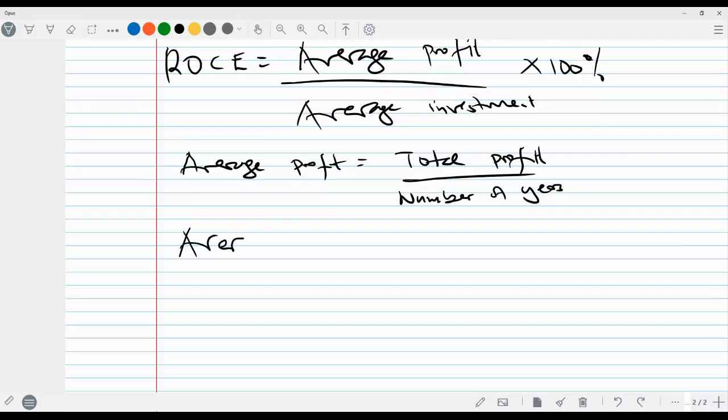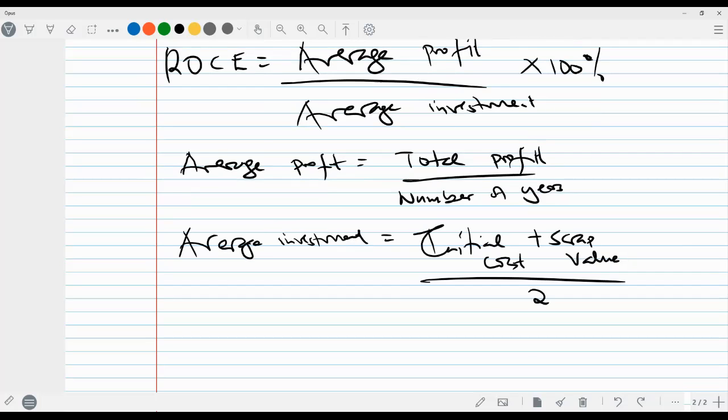Then average investment is given as the initial cost of investment plus the scrap value, divided by 2. That gives us the average investment. So for every dollar of investment cost, what profit are we earning based on the average method?